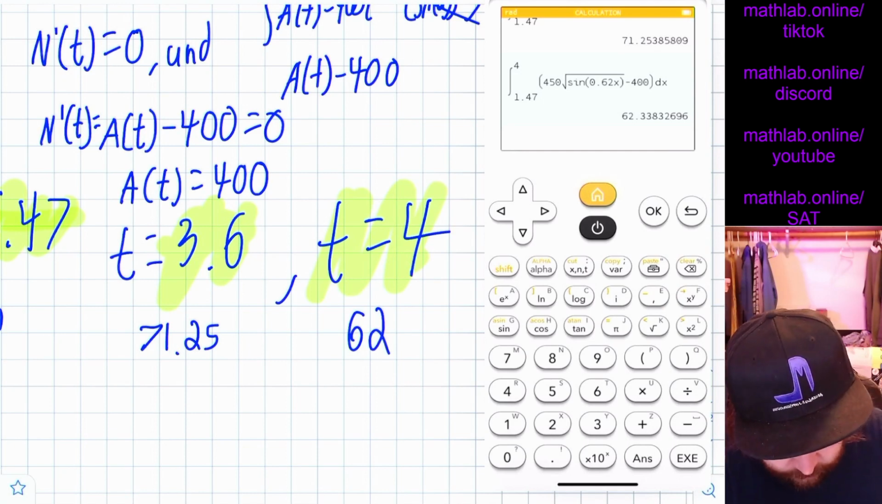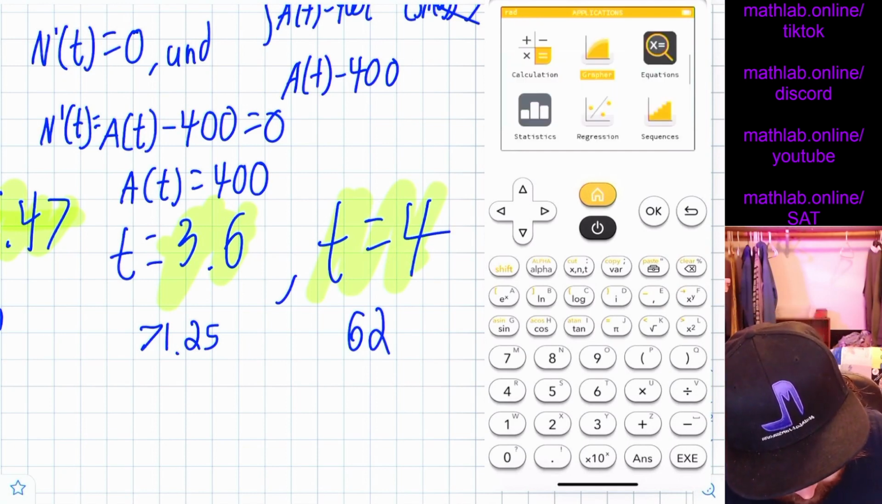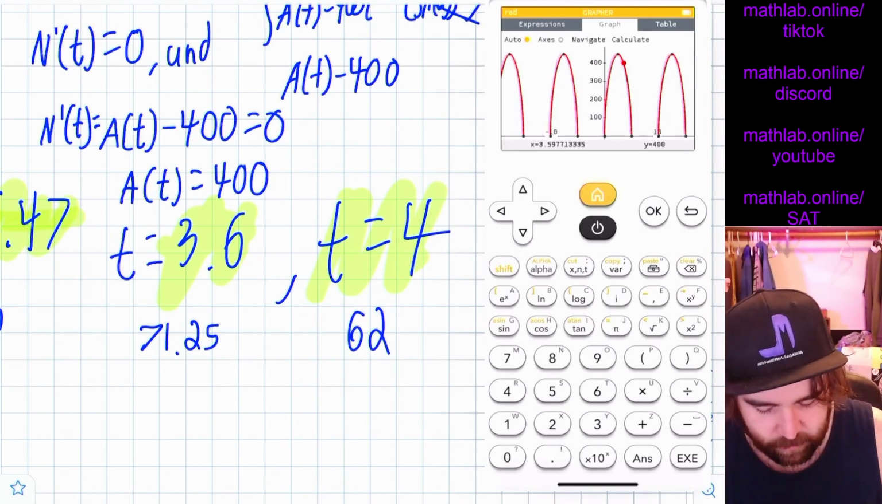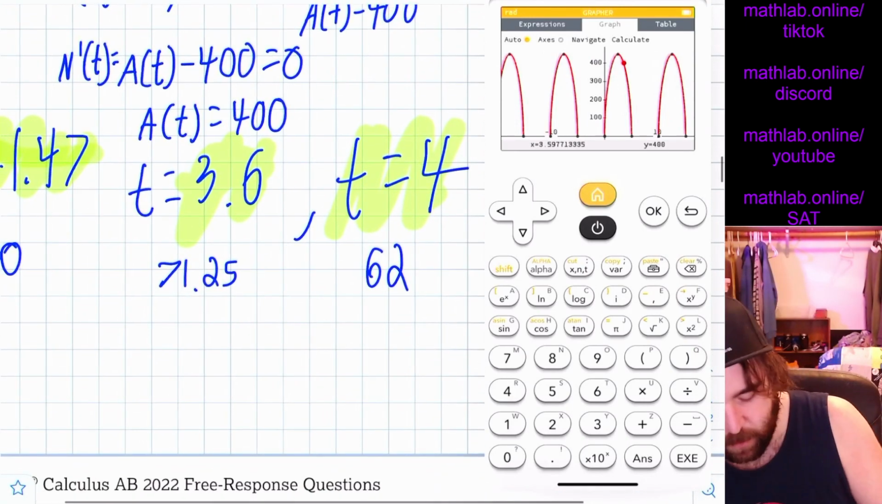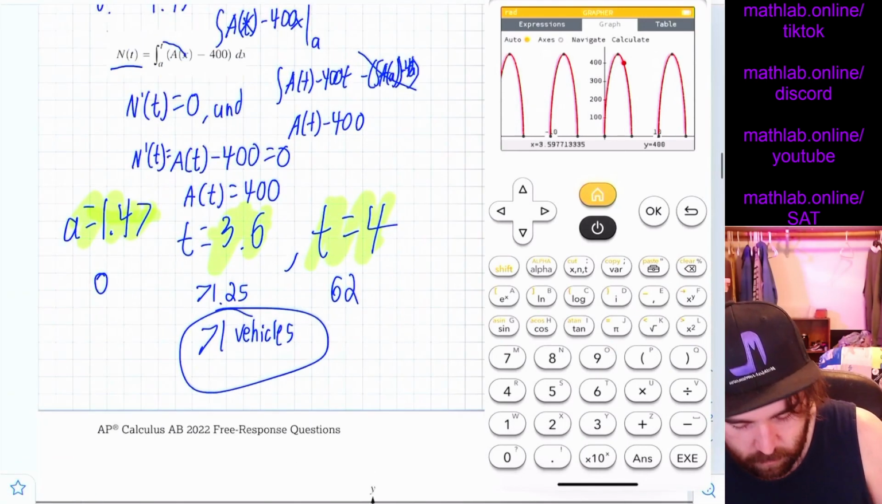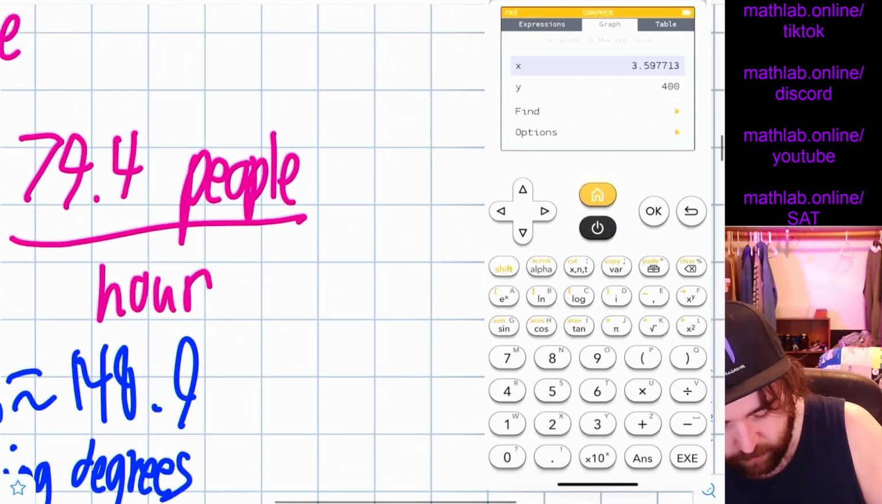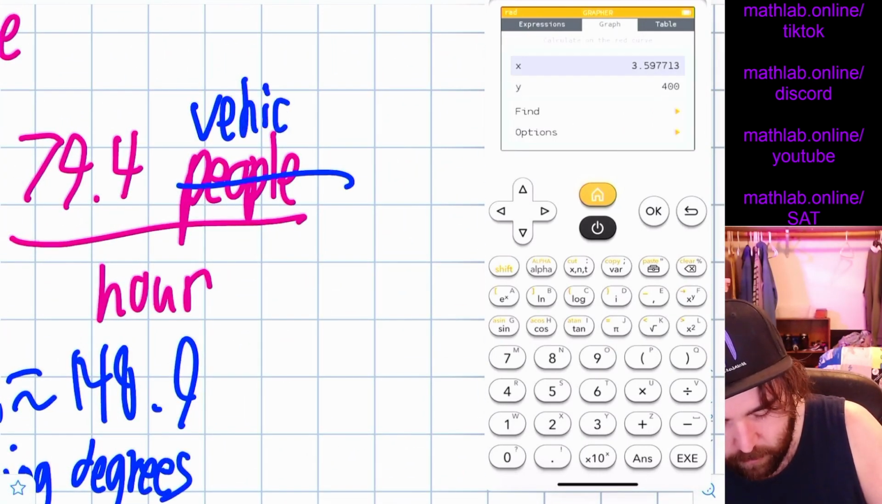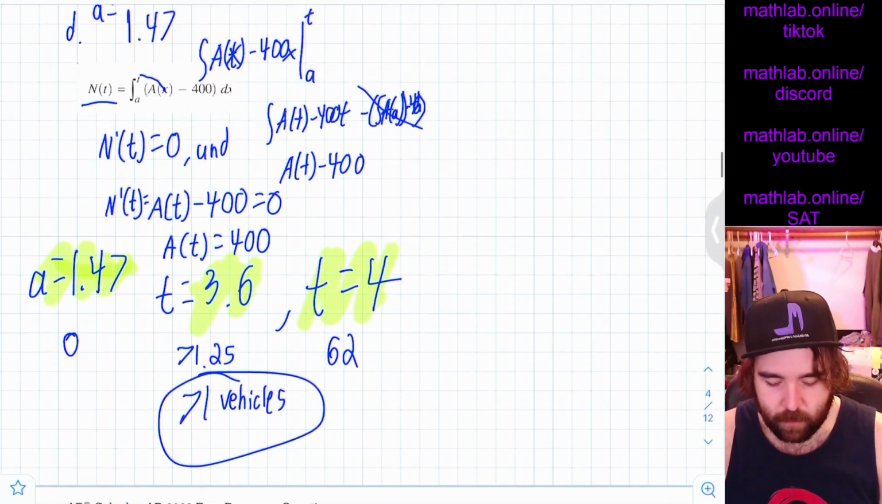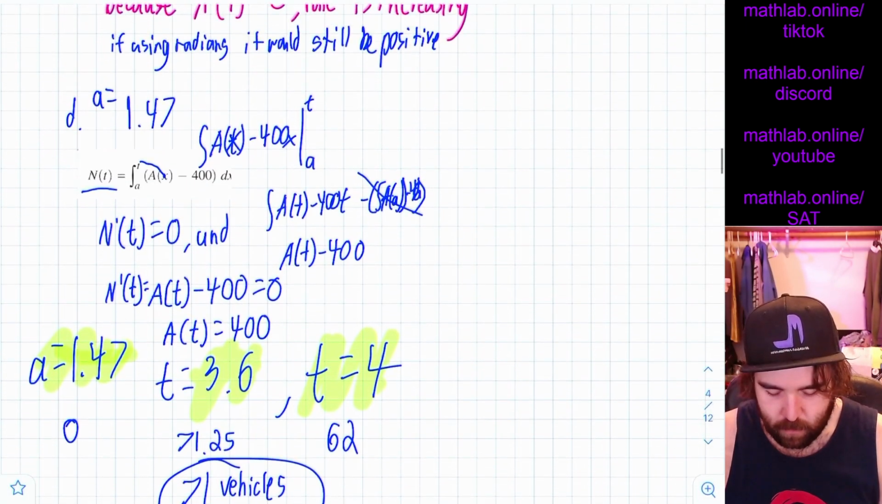So the maximum number of people in line, should I go back and try to get a more specific answer? What was it? 3.597? I mean, that's pretty close to 3.6. So 71. 71 cars, vehicles. Ooh, I need to change the unit because I did people still. That's vehicles. 71 vehicles. This was vehicles per hour. All right, I'm pretty confident with that.